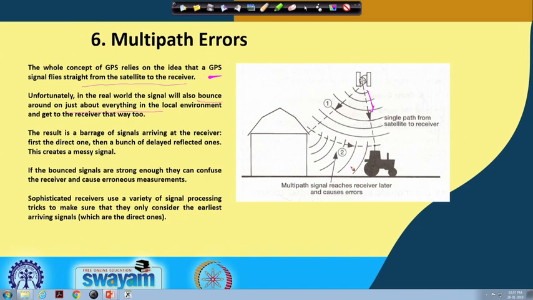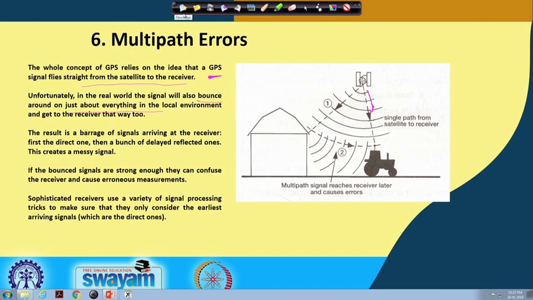So, the result is a barrage of signals arriving at the receiver, first the direct one and then a bunch of delayed reflected ones. These create a messy signal. If the bounced signals are strong enough, they can confuse the receivers and cause erroneous measurements. Sophisticated receivers use a variety of signal processing tricks to make sure that they only consider the earliest arriving signals, which are the direct signals most of the time. That is why this is the multipath error, and it can be removed by using some advanced GPS receivers.